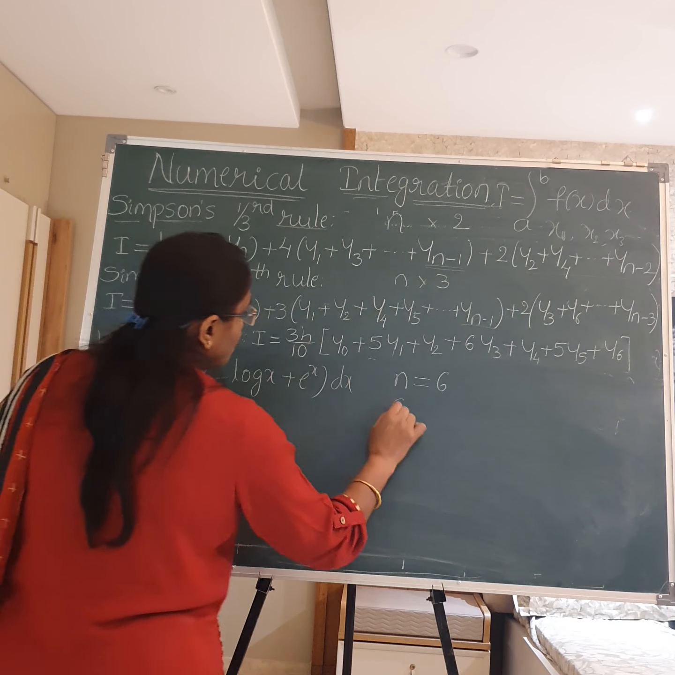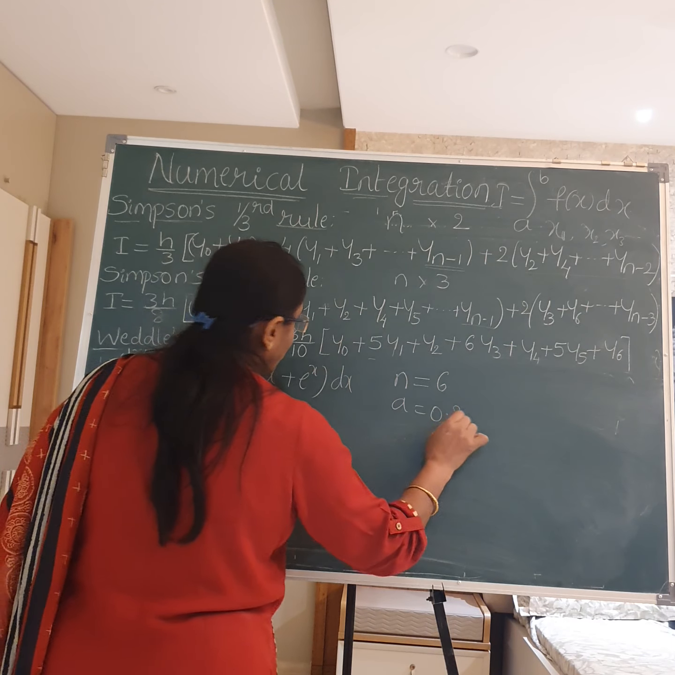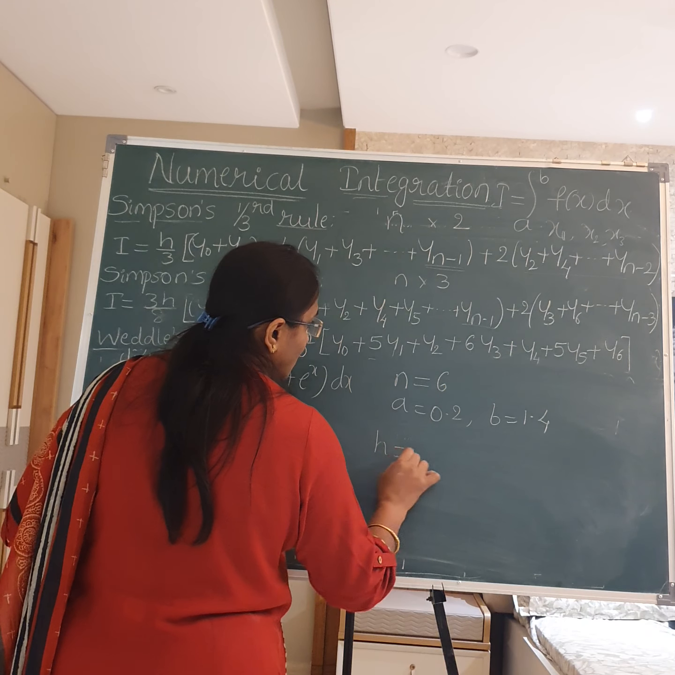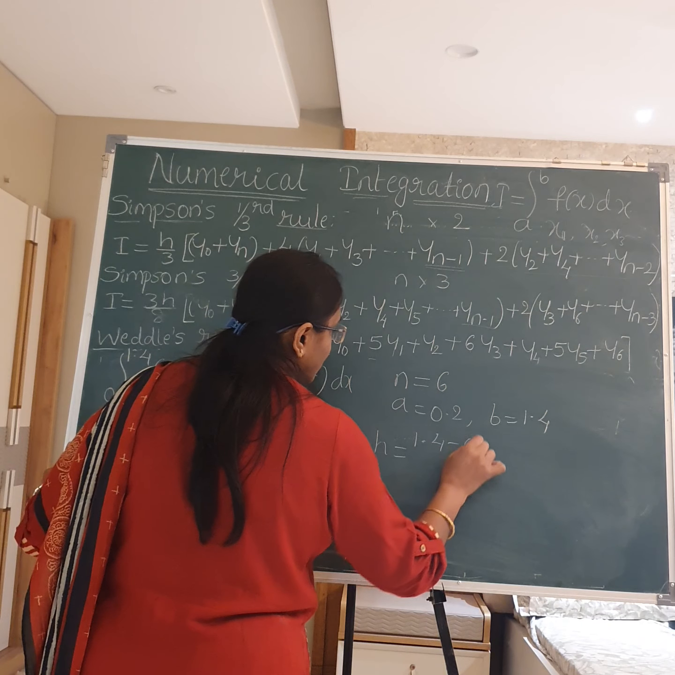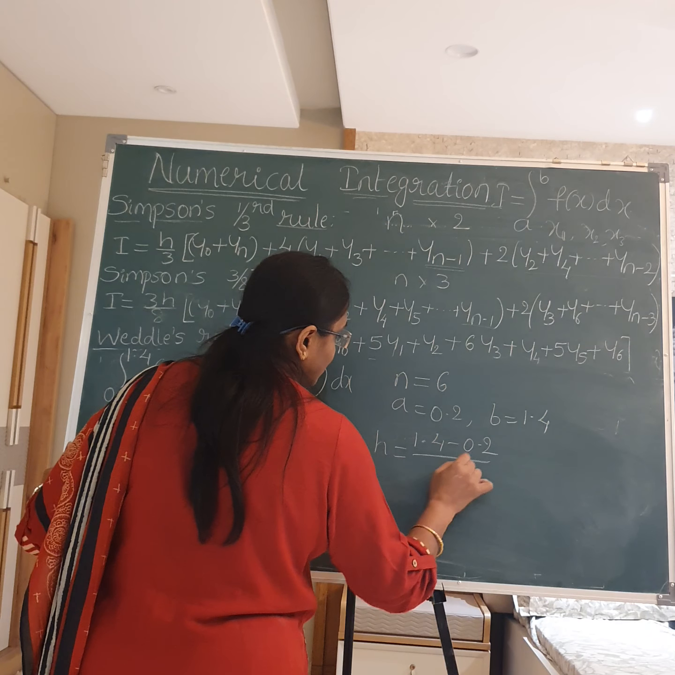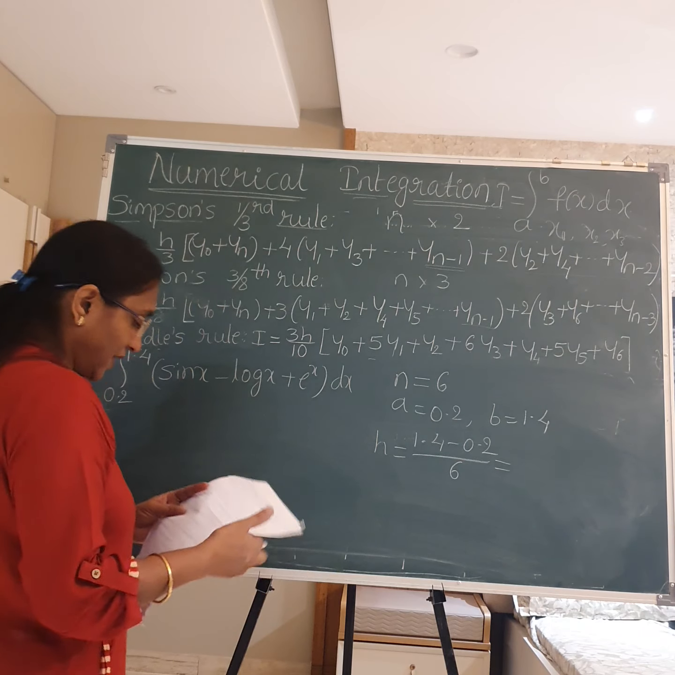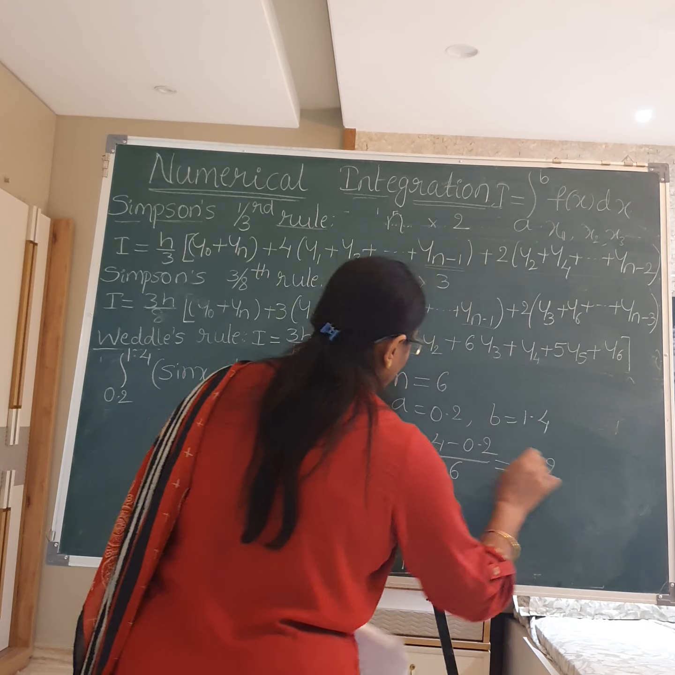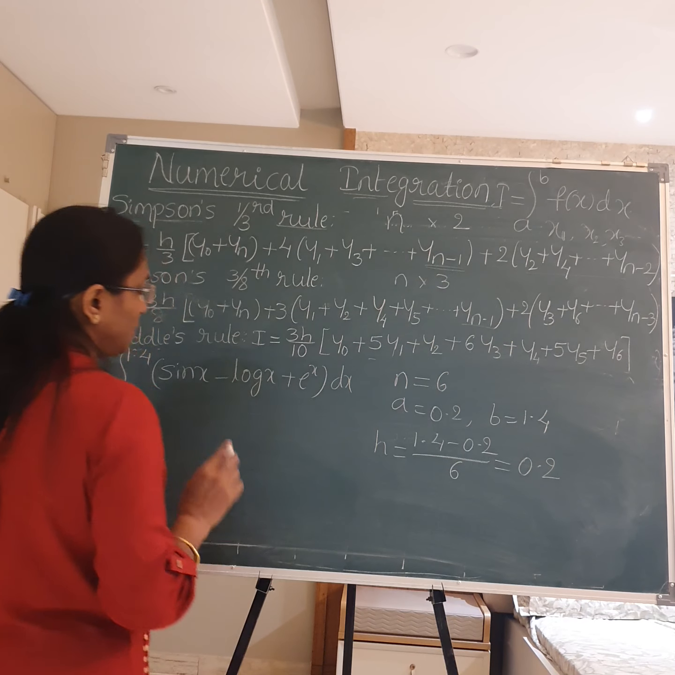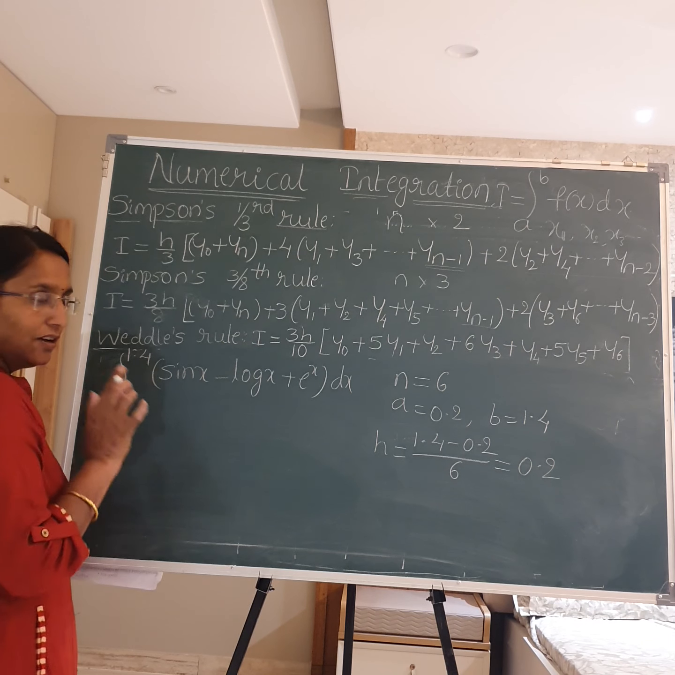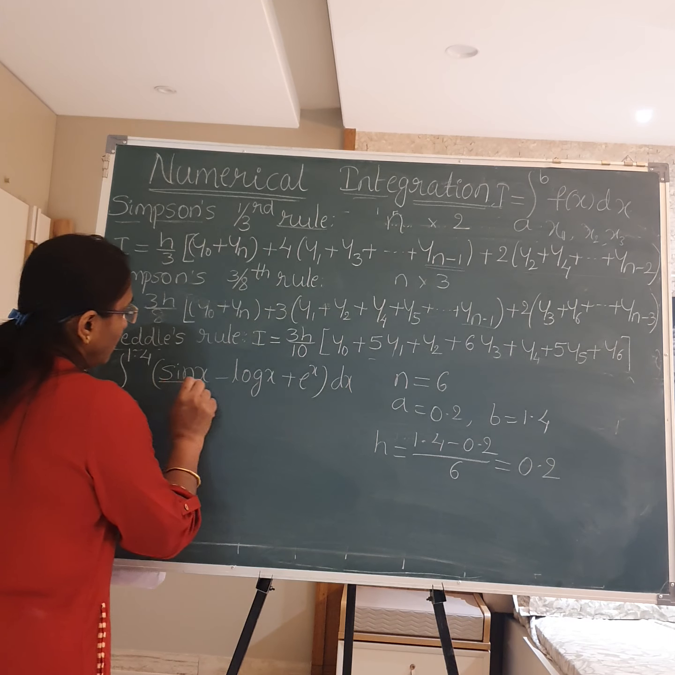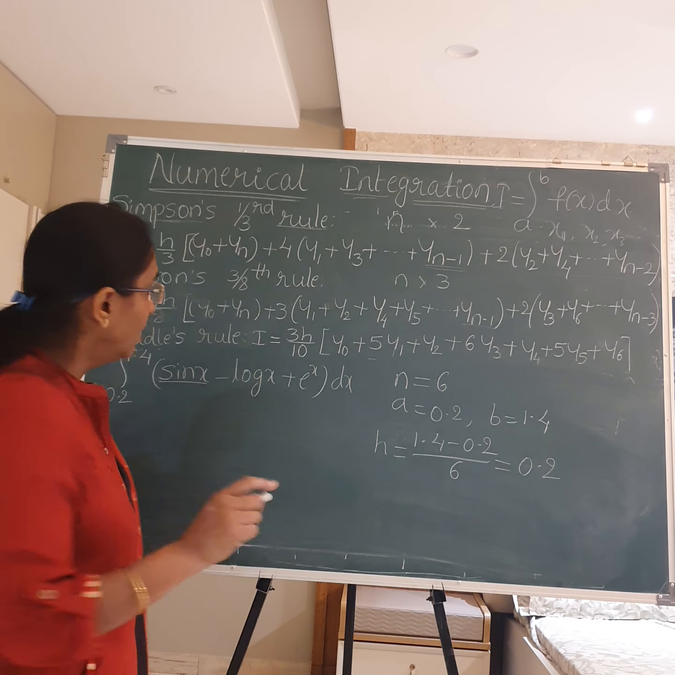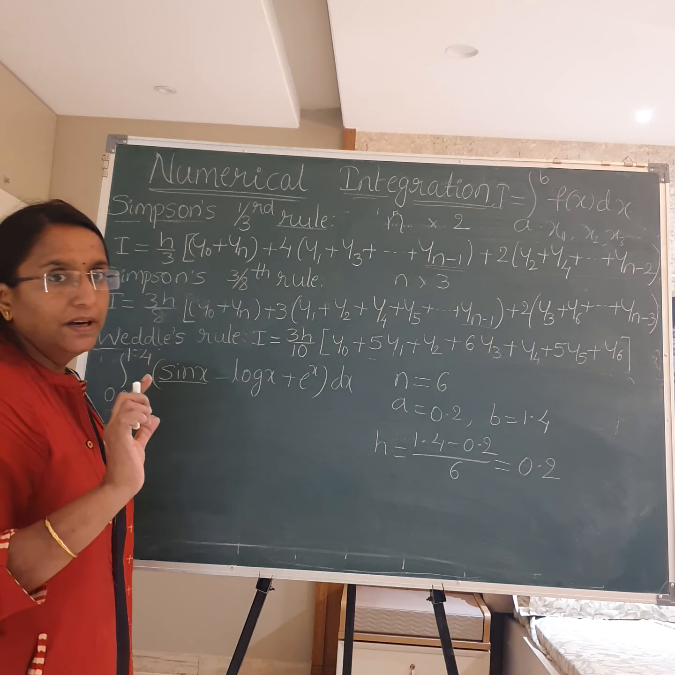A is 0.2, b is 1.4, and what is h? h is equal to b minus a divided by n, and its value is 0.2. So here h is equal to 0.2. In this example, while calculating y, you have to be very careful. Here sin x is there, so you have to keep your calc in radian mode, then calculate. Otherwise the answer will be wrong.